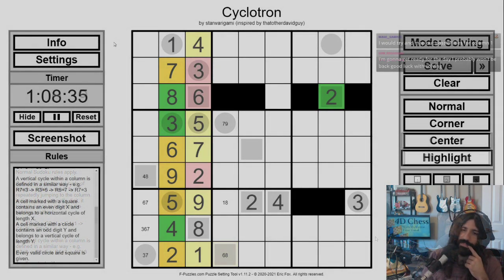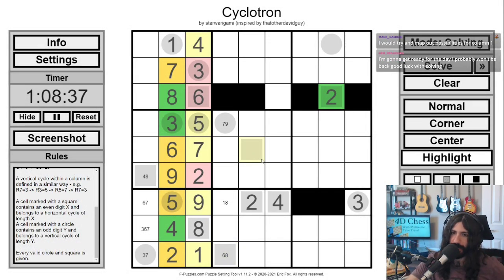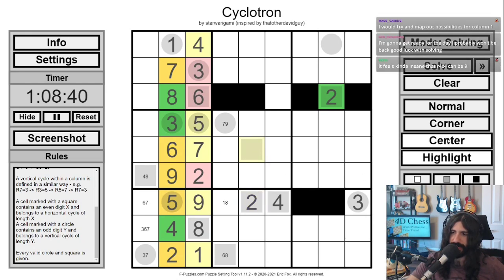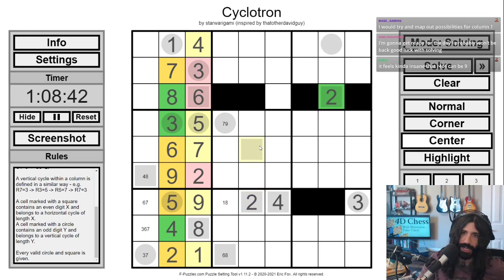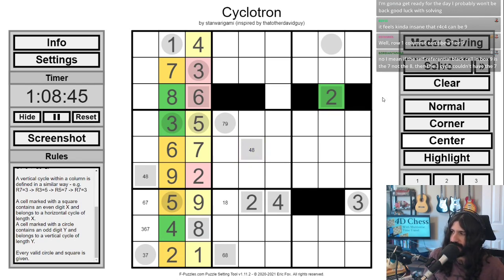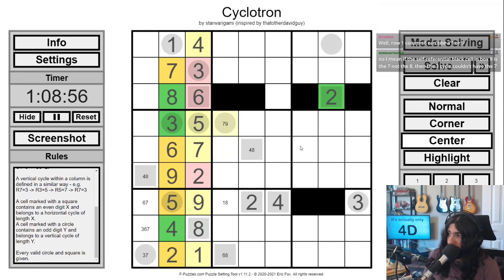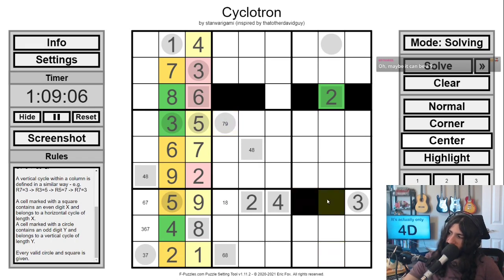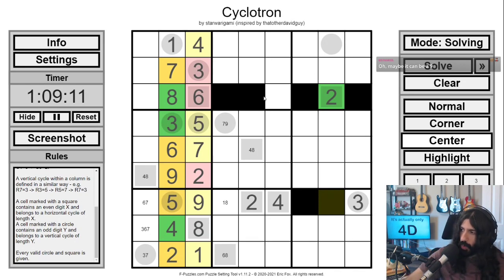Okay. This box is an even number. It can't be a 2 or a 6. So it's got to be a 4 or an 8. That's more information than we had a second ago, right? It's kind of insane that R4C4 can be a 9. Yeah, I know what you mean. But no reason that it can't, man. I mean, the self-referential black cell in box 9 is the 7, not the 8. Then the 3 cycle can't have the 7. Oh, that's fine, too. Well, row 1, column 8.